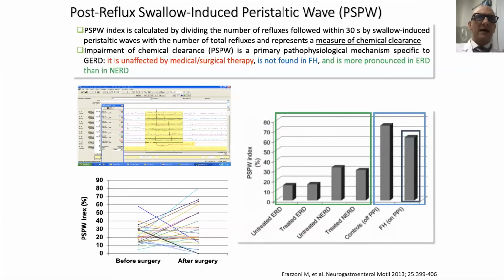In this study, we have just seen how easy it is to calculate the PSPW index, that it requires a few minutes of manual analysis while we are checking the reflux events selected by the software. And the main finding that Marzio Frazzoni described in this paper in Neurogastroenterology and Motility in 2013 was that the PSPW index is low in patients affected by GERD, and the values are very low in erosive GERD compared with non-erosive GERD. And there were no differences between healthy controls and functional heartburn patients.